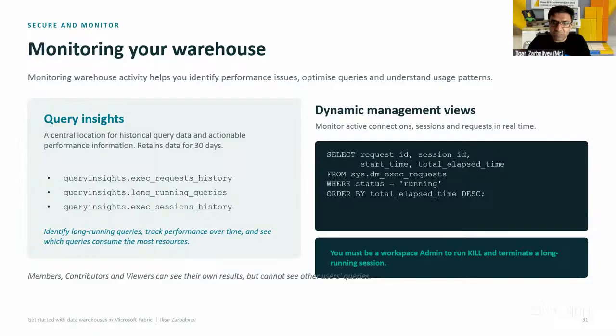Two tools. Query Insights provides a central location for historical query data and actionable performance information. It retains data for 30 days and it helps you identify long running queries, track how performance changes over time, and understand which queries consume the most resources. It works through system views. You can query them directly with T-SQL, and there are three worth knowing here.